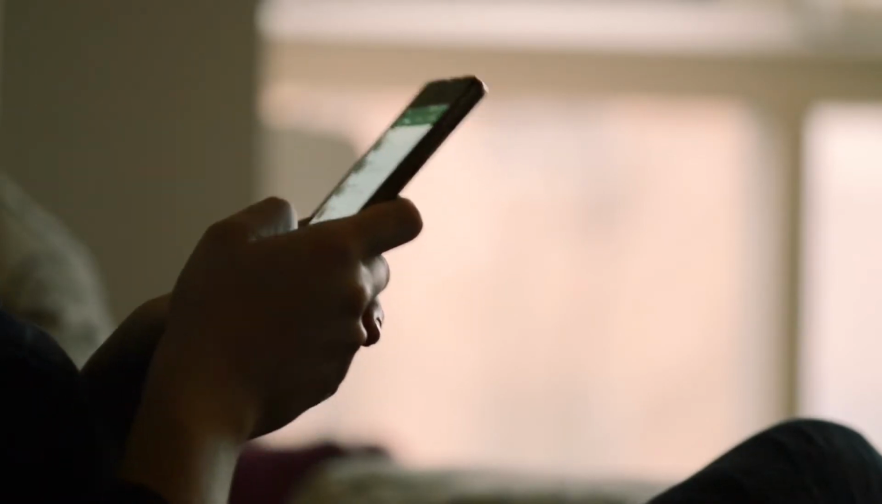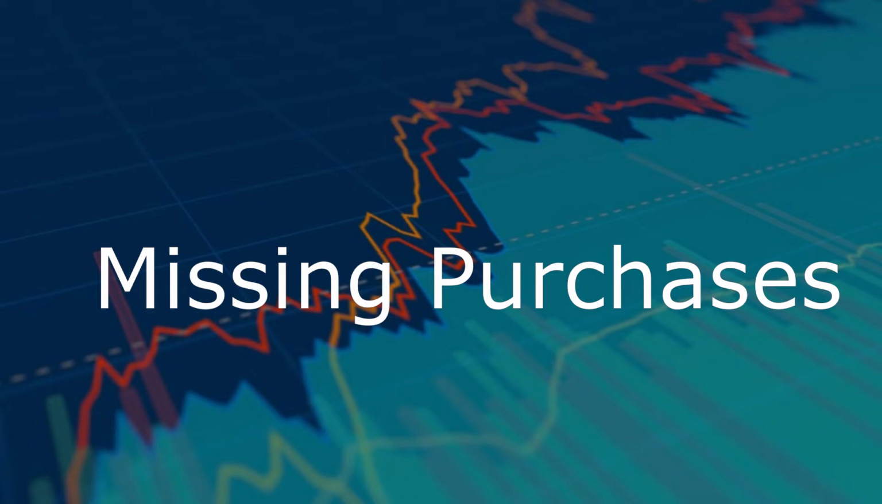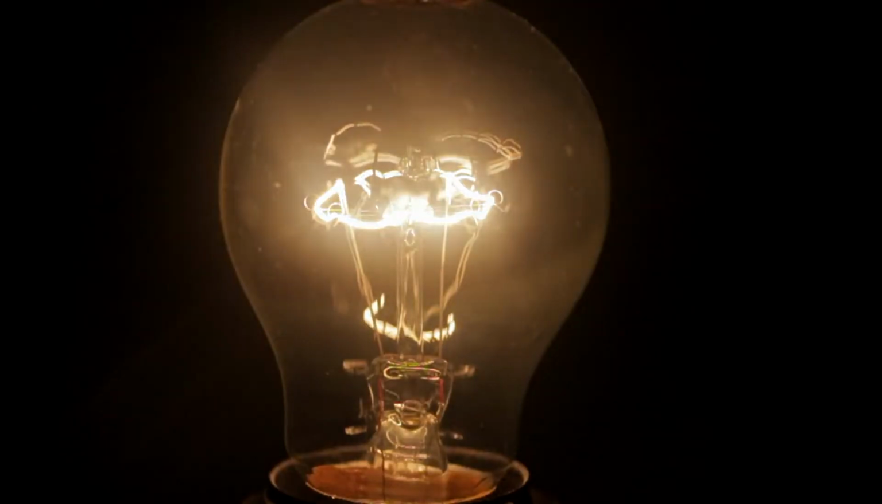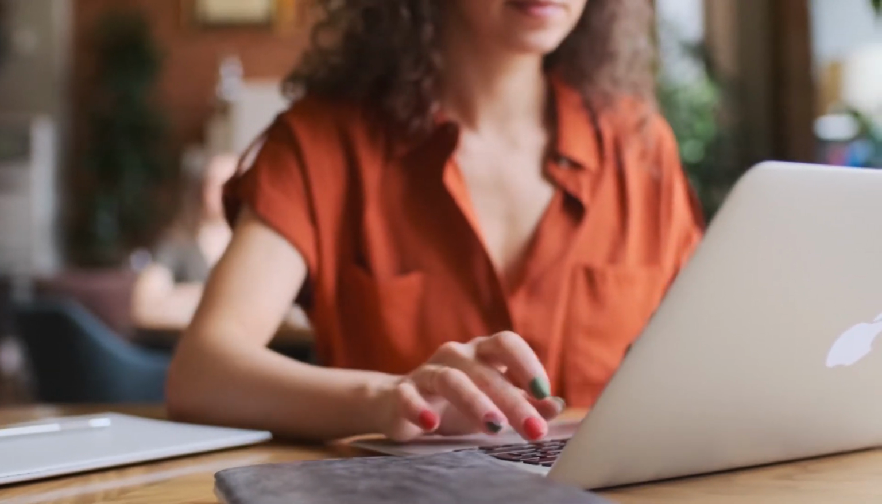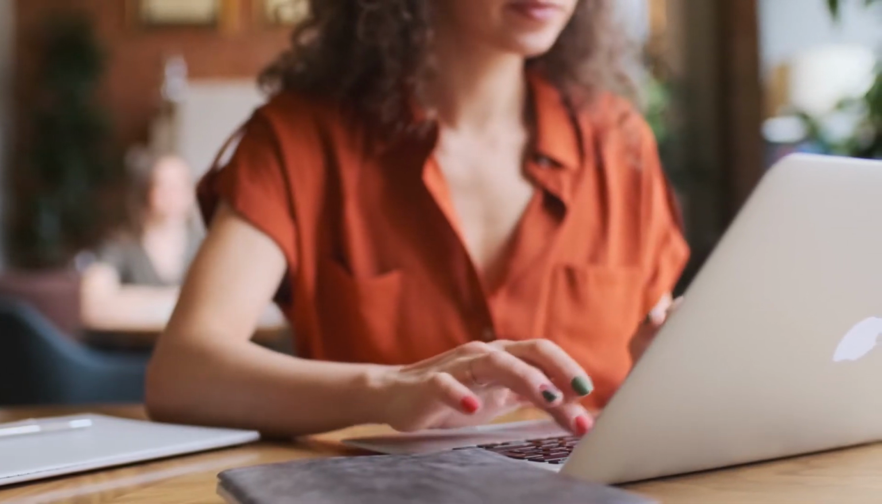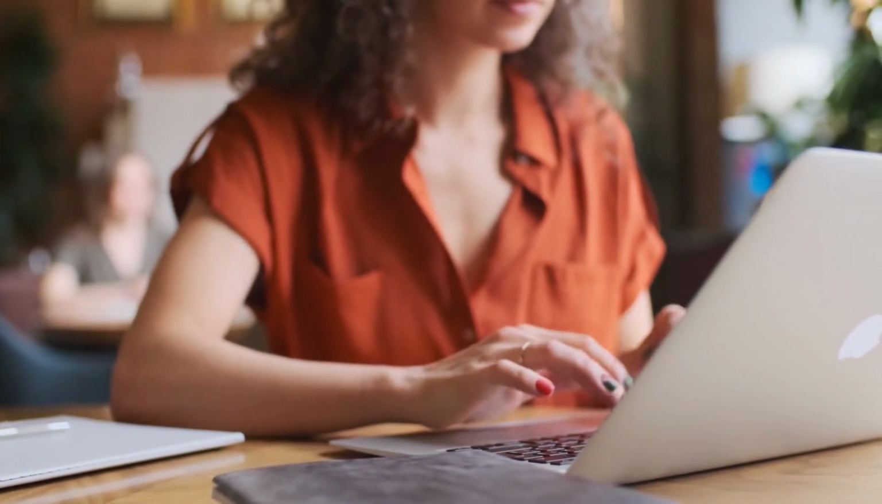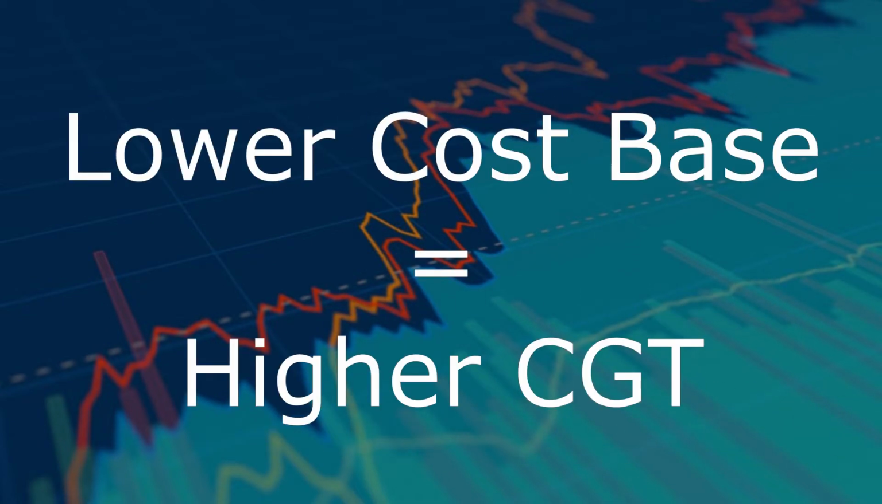Number 1. The first mistake that I see all the time with capital gains tax calculations is not including the cost of all share purchases in the cost base of an investment. It sounds simple, but it's very easy to do. If you're accumulating shares frequently over many months and years or participate in a dividend reinvestment plan or DRP, then the chances are your cost base may not include everything and you could pay too much capital gains tax when you do eventually sell. As the formula for calculating a capital gain is sales proceeds less the cost base, having a lower cost base means a higher capital gain and then a higher tax bill.